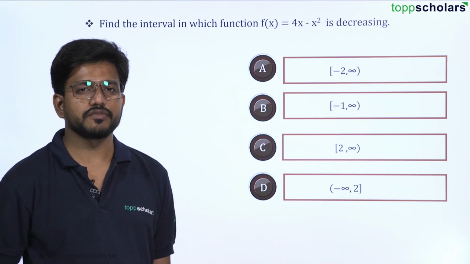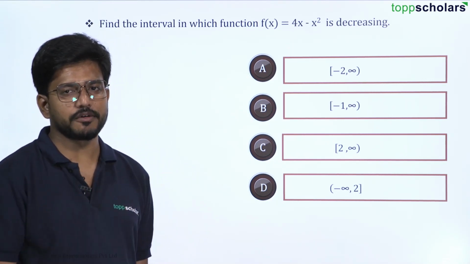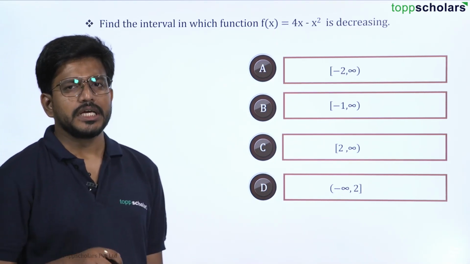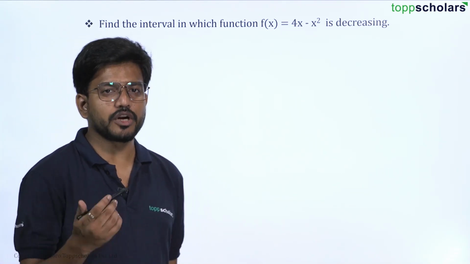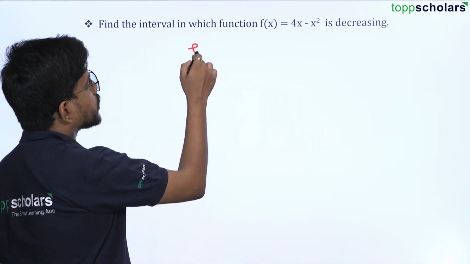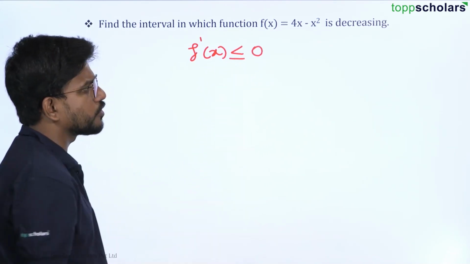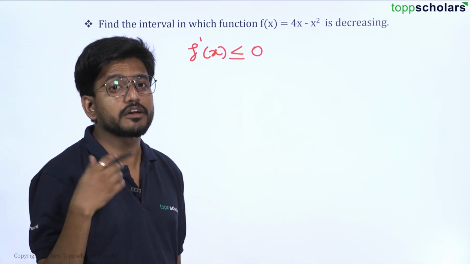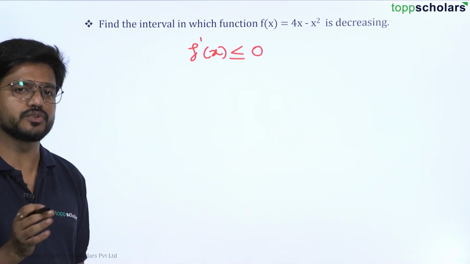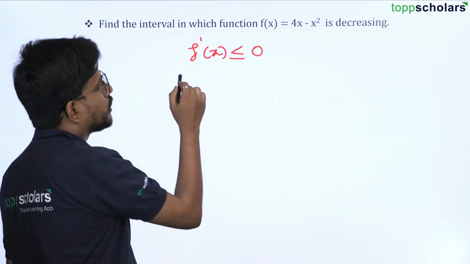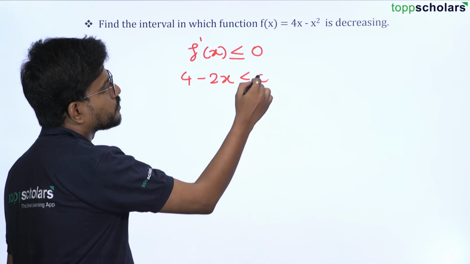Now the next question is, find the interval in which this particular function is decreasing, and these are your options. A pretty simple question. Let us see how can we do that. So for a function to be decreasing, what do we need? We need f dash x to be less than 0 or equal to 0 will also do, because they have not said monotonically decreasing, only decreasing. So f dash x less than or equal to 0 will do. Now what is f dash x? It is just 4 and then minus x square is 2x, less than or equal to 0.